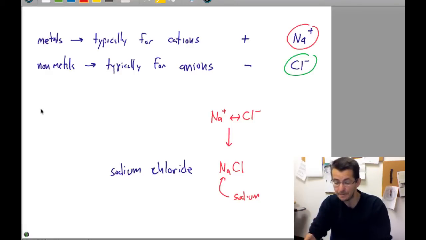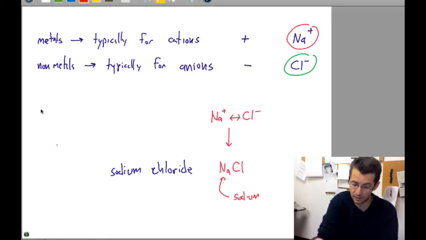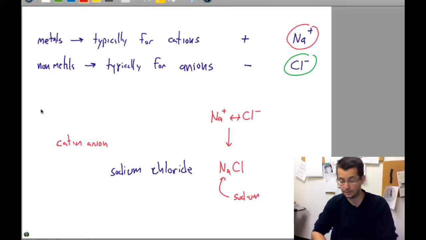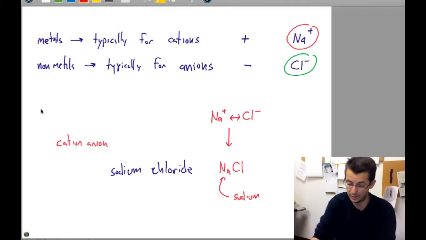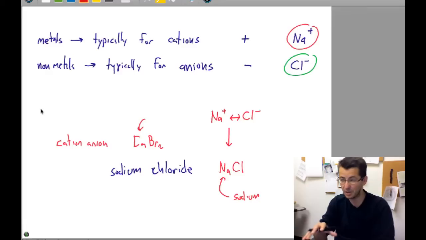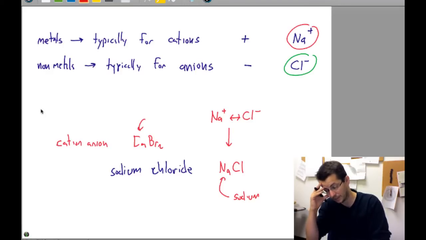Also, traditionally, we have a tendency to write our structures, our formulas, cation, anion. Positive charge one goes first, negatively charged one goes second, typically. So even if you didn't know what it was, something like CrBr2, we could say that this would be the cation. Now, there are some ionic compounds that don't contain metals, and we'll talk about those near the end of this lecture.